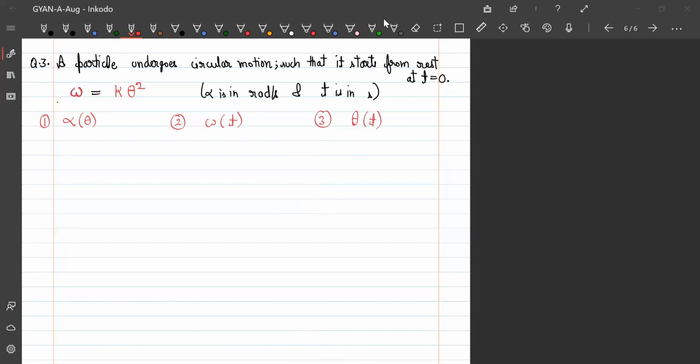We had discussed three differential equations. Three equations in differential form. Vaishnavi, can you tell me the relation? Omega as a function of theta is given, so what should we write for alpha?